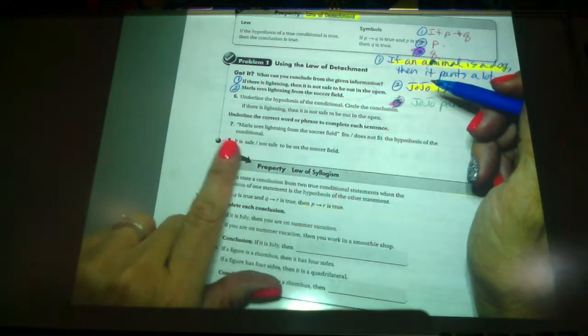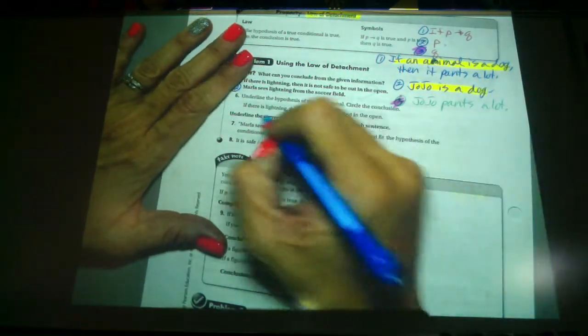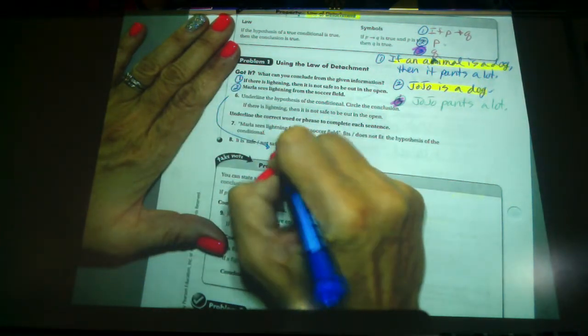Marla, well, let's just go ahead and write it over here. So statement 3, you write what you think it would be. I don't necessarily like the way it's written, so you write it properly. Marla sees lightning from the soccer field. What do you conclude?